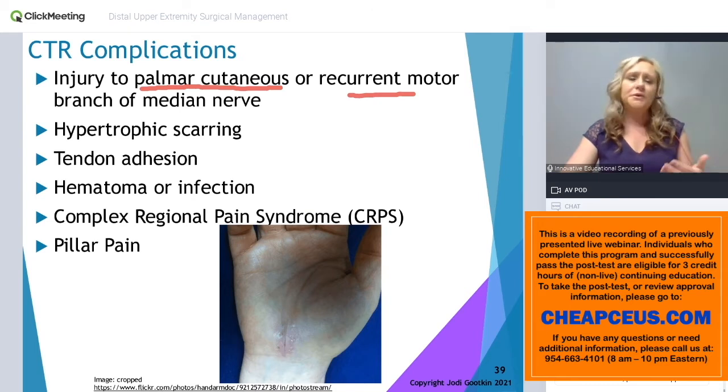We're going to monitor all our patients for adhesions, hematoma, and infection, and then specifically with carpal tunnel release, we're going to look at complex regional pain syndrome as well as pillar pain.